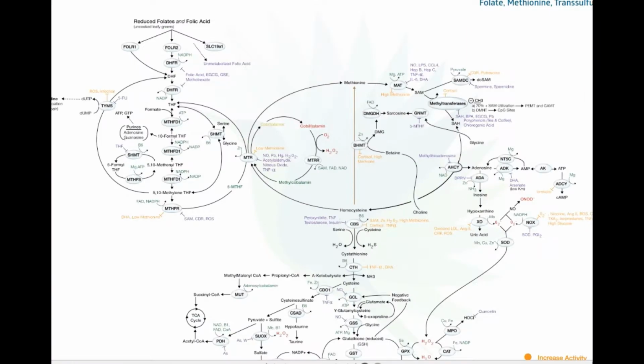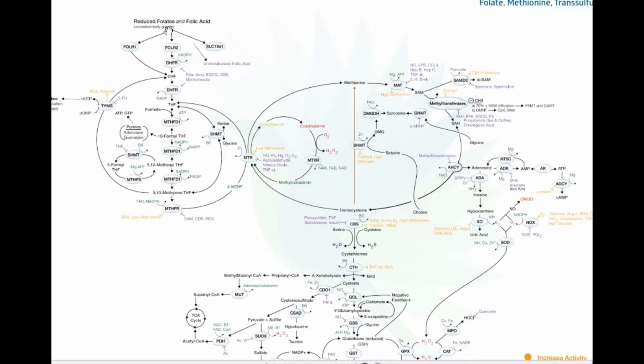So here's another one that I really like that gets into a little bit more detail on that. And over here we have on the far left is the folate. In the middle here is the methionine, and down the bottom is the transsulfuration. They don't have the neurotransmitter. I'm going to get to that one next, but let's first look at this one, kind of a quick overview.